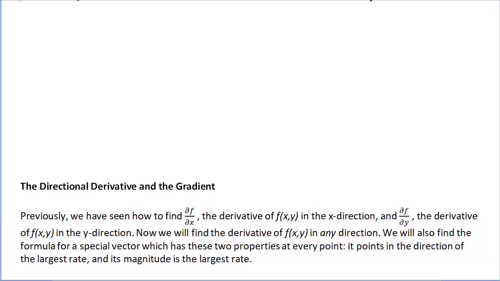As we do this, we're also going to find the formula for a very special vector, which has these two properties. Now remember what determines a vector: its magnitude and direction. So for this vector, at every point, its direction will be that it points in the direction of the largest rate, and its magnitude will be that largest rate.